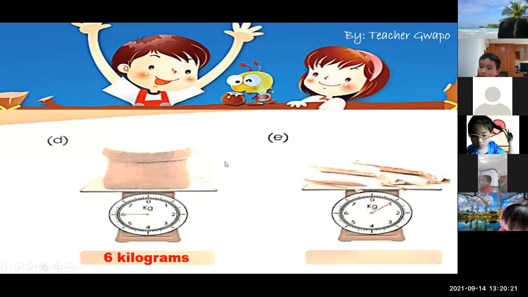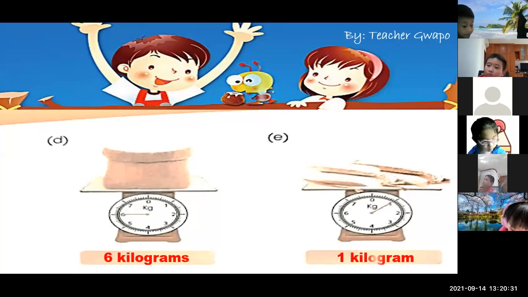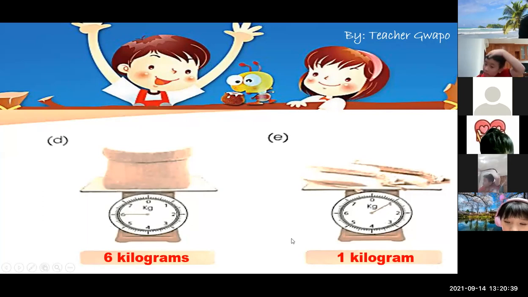Kanya Pat, how many kilograms? 1 kilogram. Okay, 1 kilogram. No S because it's only 1. So 1 kilogram here, and 6 kilograms.